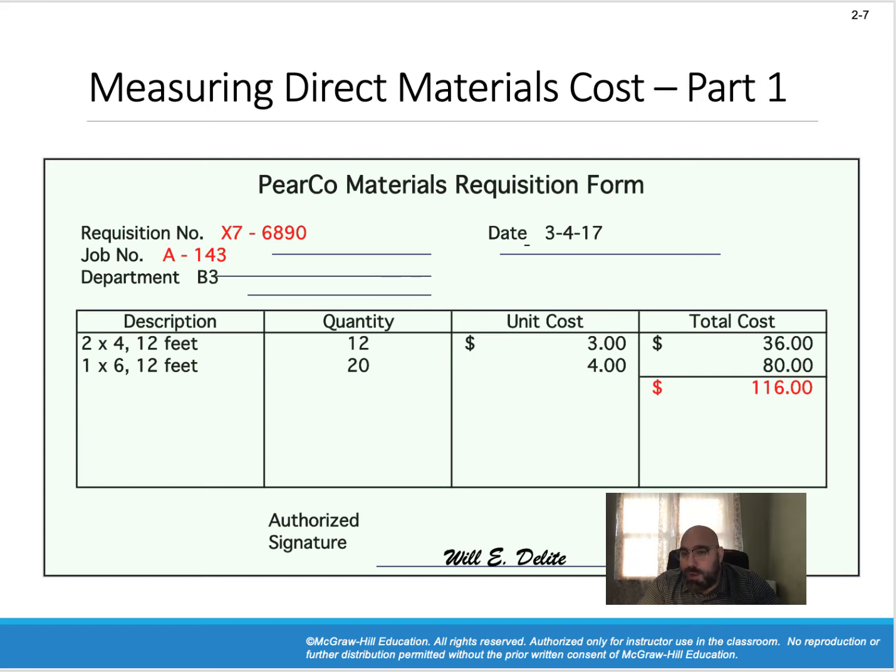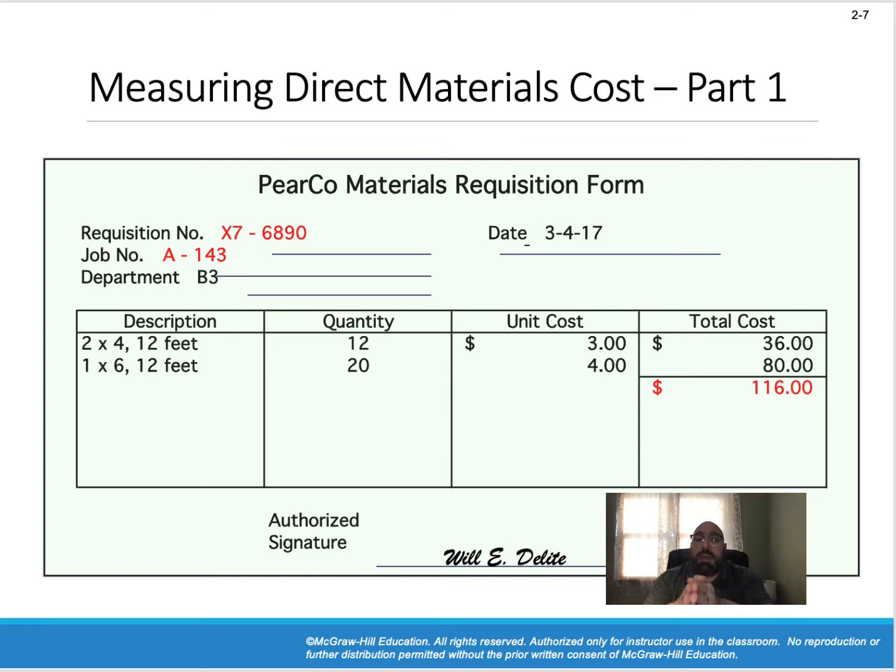Notice in the materials requisition form, not only do we have the quantity, but we have the unit cost of each of those boards, and we can calculate the total cost. So we can see that we needed 12 2x4s. Those 2x4 boards cost us $3 to purchase. The 1x6 board, we need 20 of those. It costs us $4 for a 1x6 board. So we can see that this job is incurring $116 worth of materials.